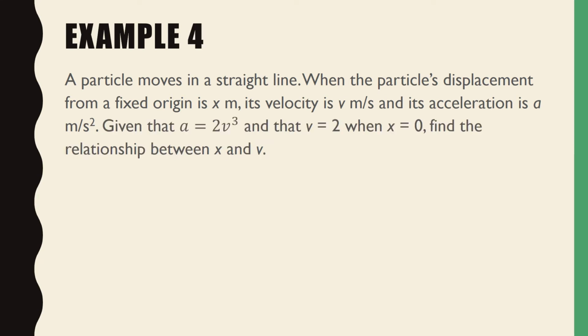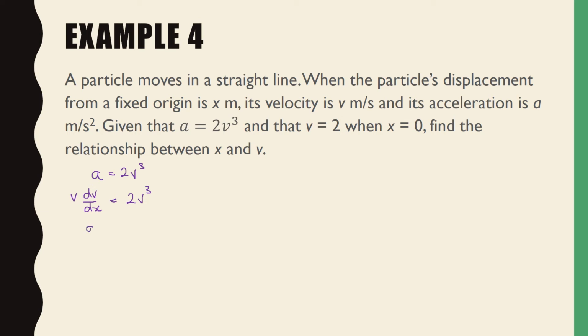So we now have a particle that moves in a straight line. When the particle's displacement from a fixed origin is x meters, its velocity is v meters per second, its acceleration is a meters per second squared, and we've been given that a equals 2v cubed. Now, it's in terms of v, which means we have to this time use v dv/dx. We don't really have a choice this time. You could try something else, but it will become really difficult to integrate the way you need to.